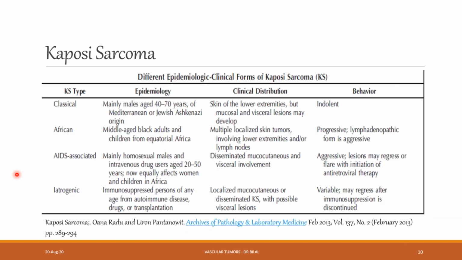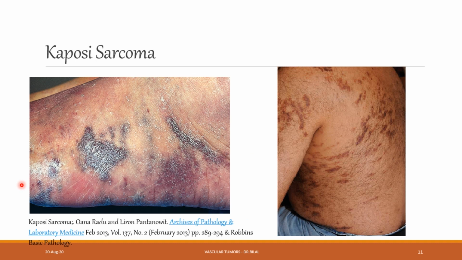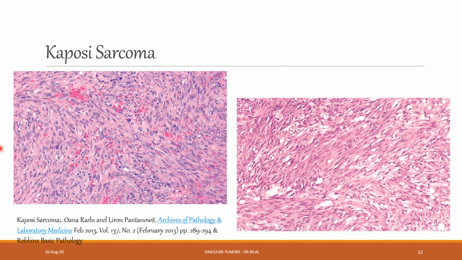Kaposi sarcoma, very important with respect to your exams. There are different types of Kaposi sarcoma: classical, African, age-associated, iatrogenic. You're most likely to get a scenario saying that a patient who is HIV positive presents with these kinds of lesions on the skin. They may be purplish, irregular, non-circumscribed lesions. You can see here, and this is the histological picture. So your most likely diagnosis is going to be Kaposi sarcoma.